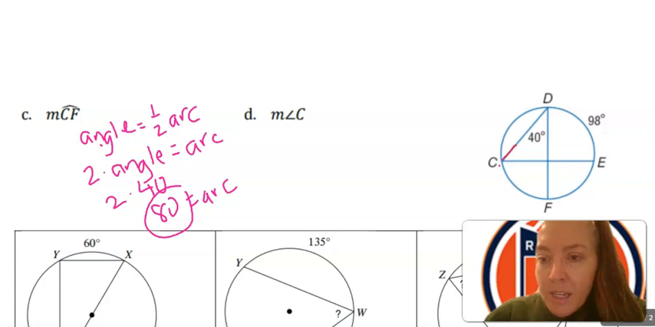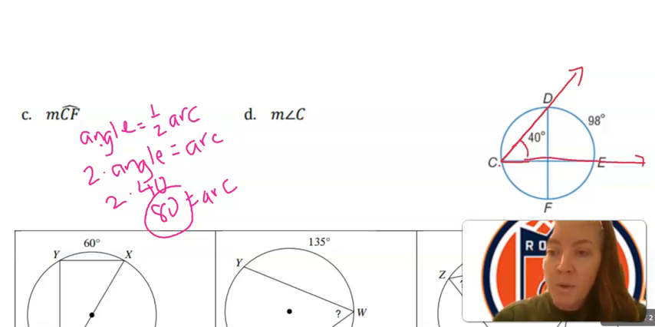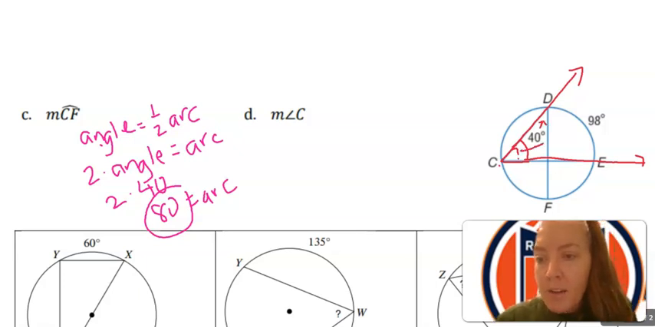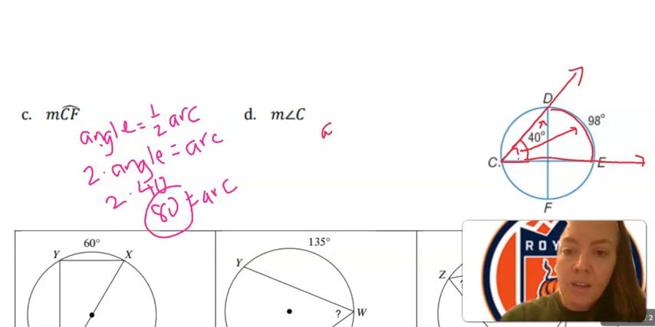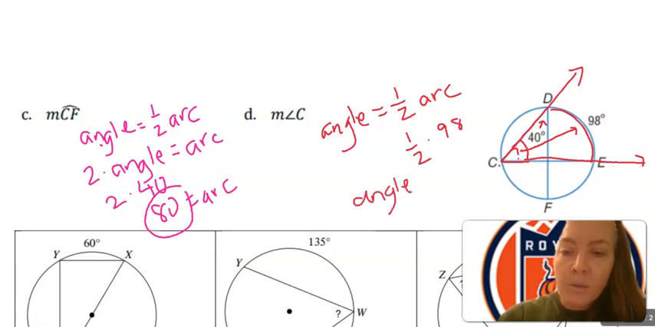So if we want angle C, I'm looking for that angle right there. So I'm going to go ahead and extend these sides. And I want this, okay? So 40 has to do with D. So if this is my angle, the arc that it's across from is DE, which is 98. So angle is equal to half of the arc. So I know the arc is 98. So my angle is equal to, take 98 and divide it by 2, and we get 47.